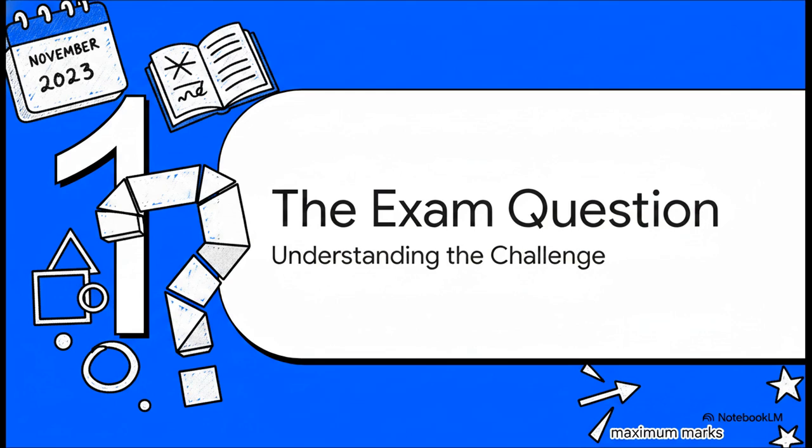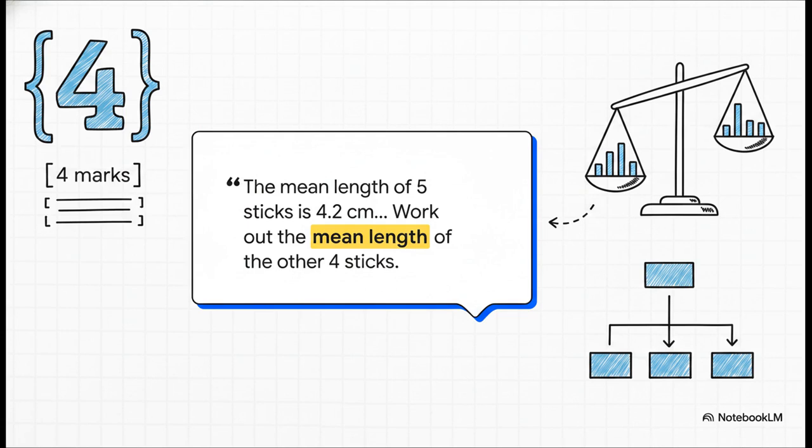Here's the challenge for today. This one's from the November 2023 Pearson Edexcel GCSE Maths Higher Paper 1. Let's see what we're dealing with. So, here it is. The mean length of 5 sticks is 4.2 centimeters, and so on. It's a classic problem about the mean. But the most important part? Look at the end. 4 marks. That's a massive clue. It's screaming at you that this isn't a one-and-done answer. The examiner wants to see a process, a series of steps. And our job is to find and show every single one.